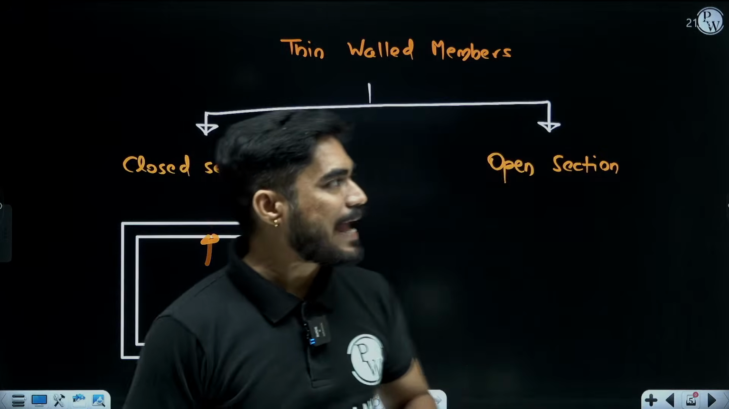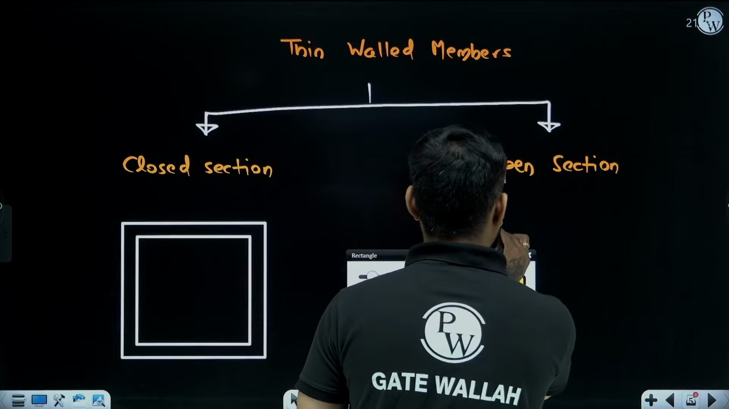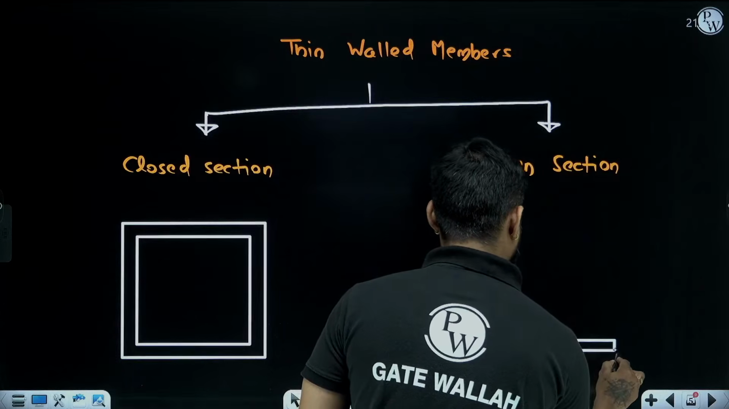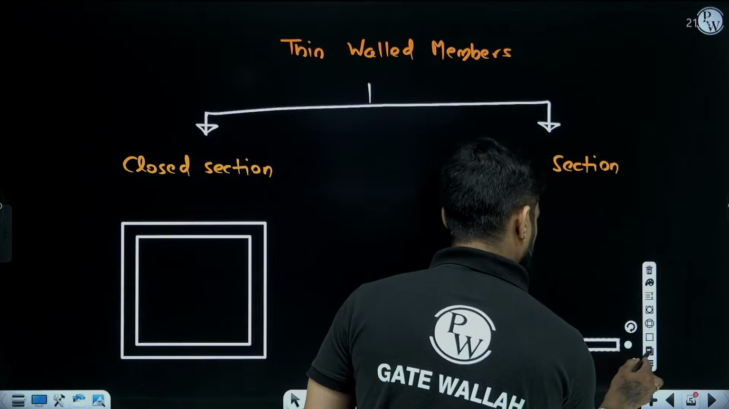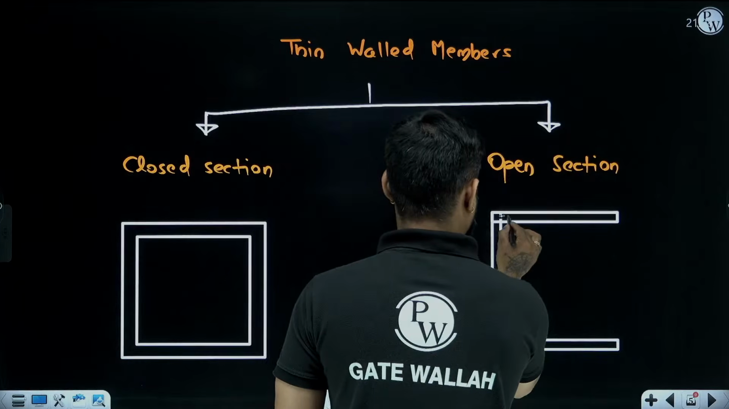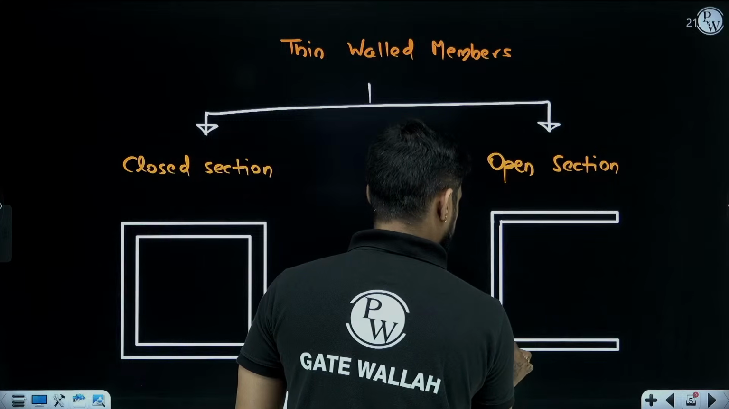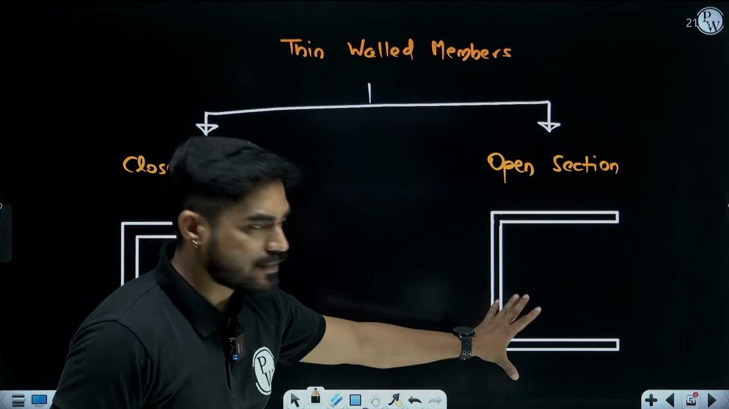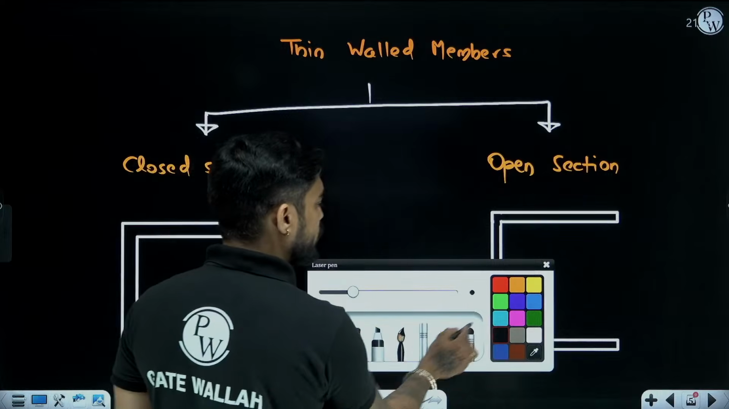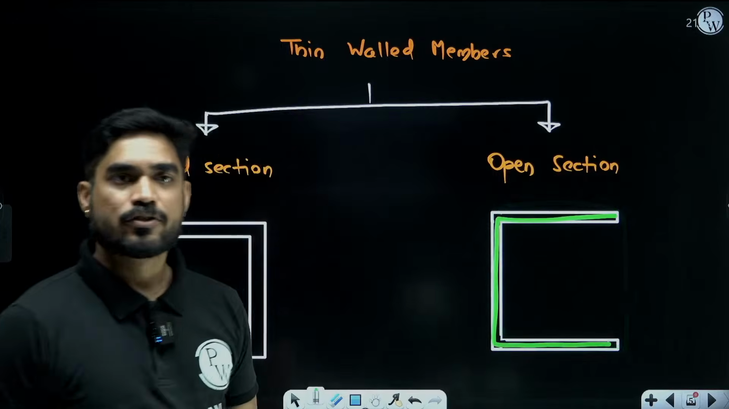Then we have open section thin walled members. Now what do we mean by open section thin walled members? Let's say you have a cross section something like this. So it's a C-type section. This is another thin walled member. Here also the thickness is very small, but this is not forming a closed loop. This is called an open section. It is not completely closed, right? So this is an open section.